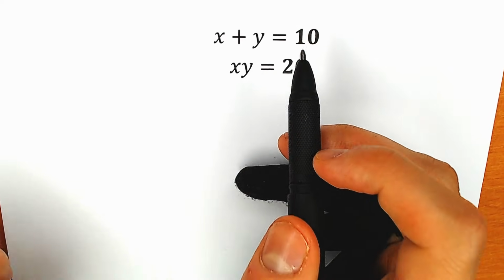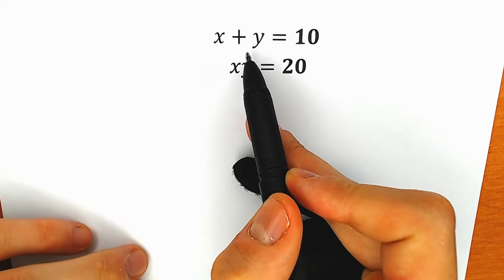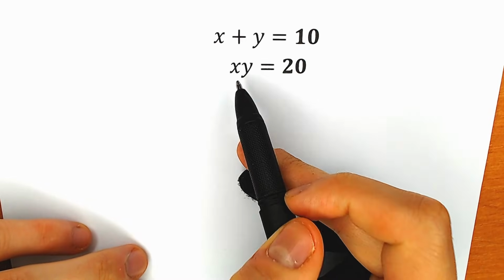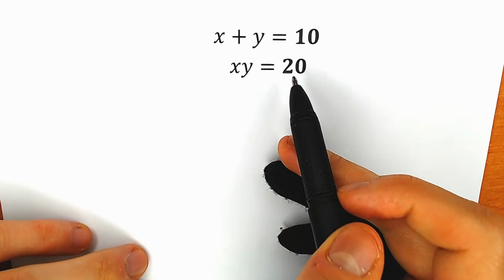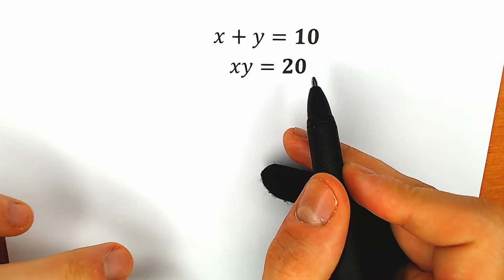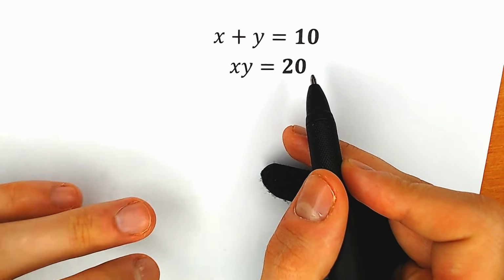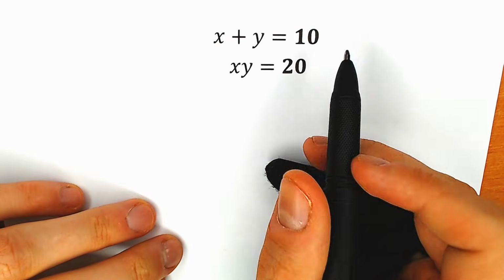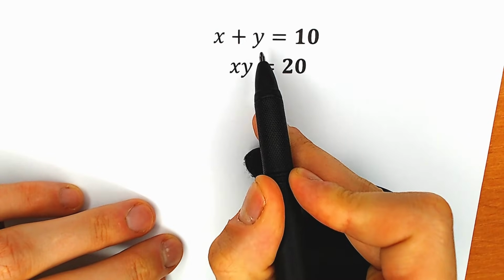Today we have a great algebra question. We know that the sum x plus y equals 10 and the product xy equals 20. We need to solve this question for x and y. So if you have your solution, your assumption, you can also write it in the comments below and then we will check our answers. Okay, so first of all, from this first equation, let's express our y.